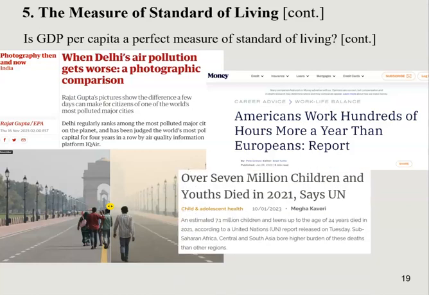Okay, all right. The very last one talks about child mortality. This is from the United Nations. It shows that over 7 million children and youth died in 2021. Again, the access to quality healthcare treatment is also not directly captured by GDP per capita. Okay. All right.